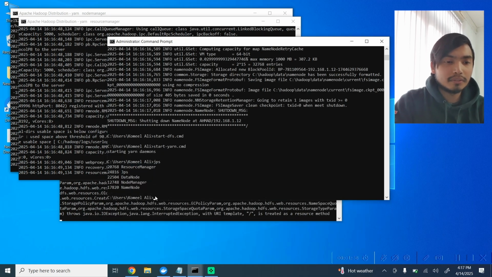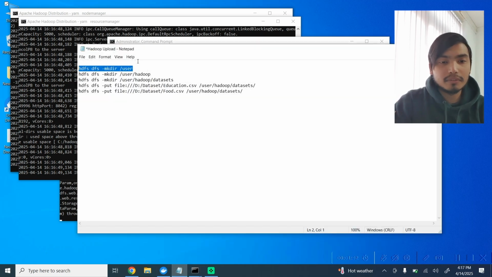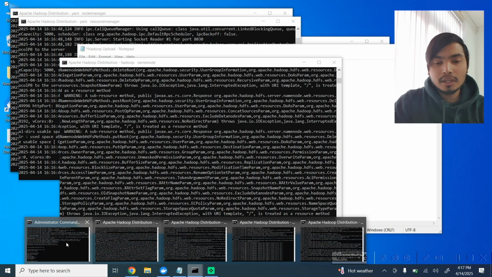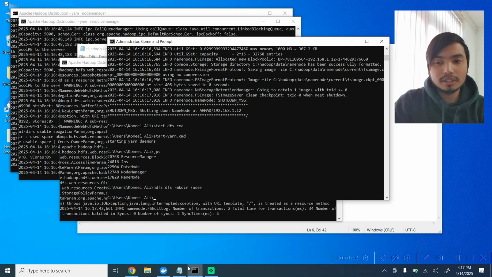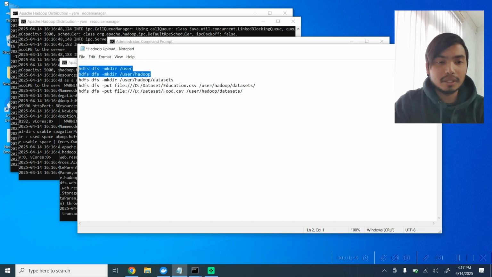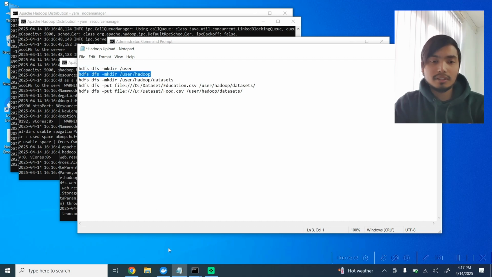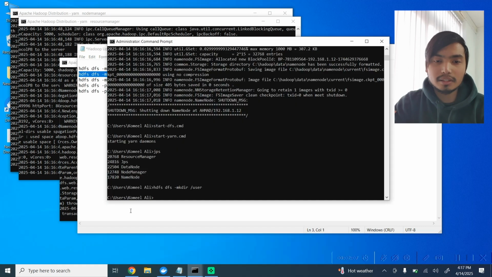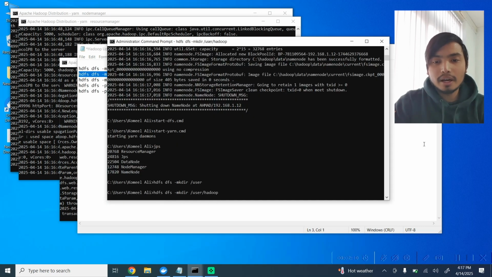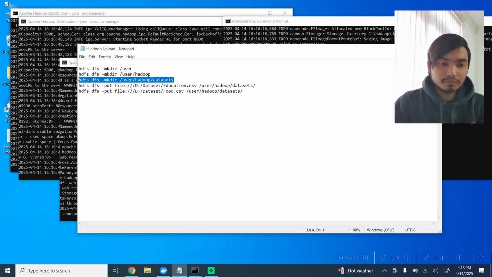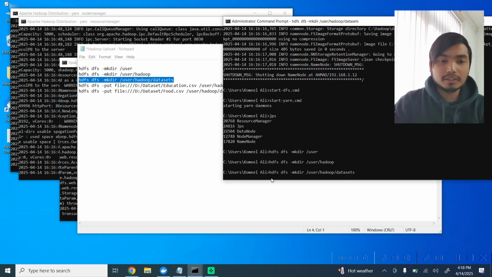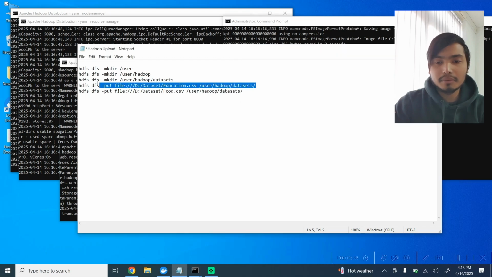HDFS was used to store the datasets, providing fault tolerance and high-throughput access to data, and Apache Spark was chosen as the processing engine for its in-memory computing ability, which is significantly faster than traditional MapReduce, especially for iterative tasks like aggregation, filtering, and analytics. PySpark allowed me to leverage Python's simplicity while harnessing Spark's distributed processing power.